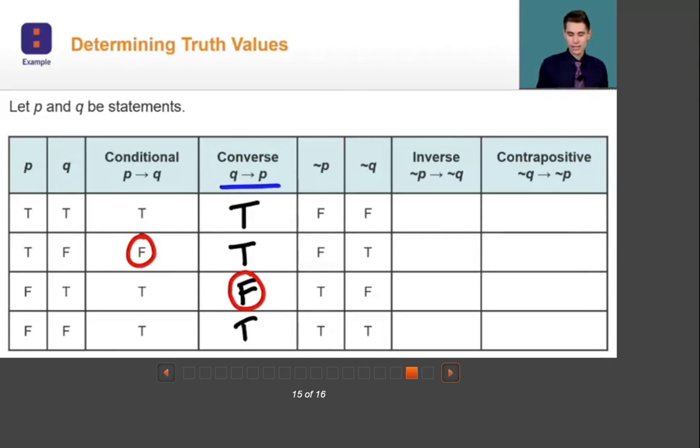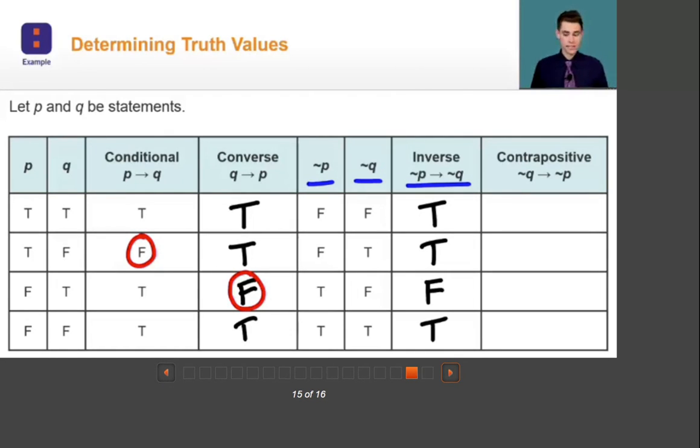Now we're going to take a look at the inverse and contrapositive. And you'll see that in these two columns, we have P and Q negated. So the true and false have been switched for each. So let's find the truth statements for the inverse. Now, if we have the inverse of P as false and the inverse of Q as false, well, then the inverse is going to be true. Now, if the inverse of P is false and implies the inverse of Q, which is true, that's true. But if the inverse of P is true and implies the inverse of Q, which is false, then the inverse is false. And if both are true, then the inverse is true.